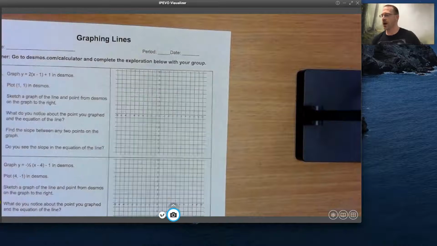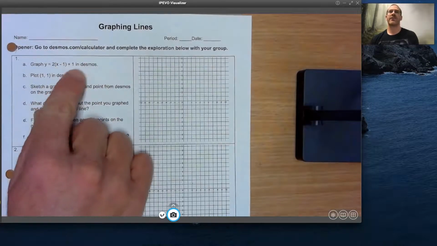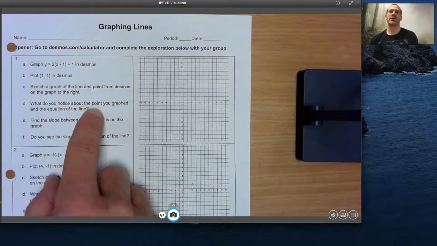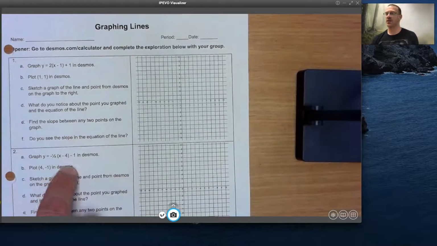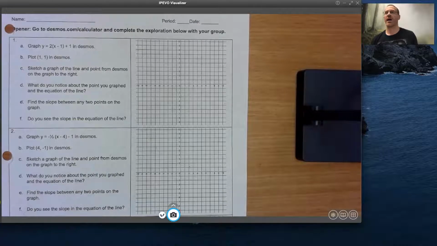So what you're going to do is go to Desmos.com. You're going to graph this line, plot the point, and then answer the questions. You're going to have 6 different sets of lines and points to graph, and we're hoping that by the end you will see some patterns there.